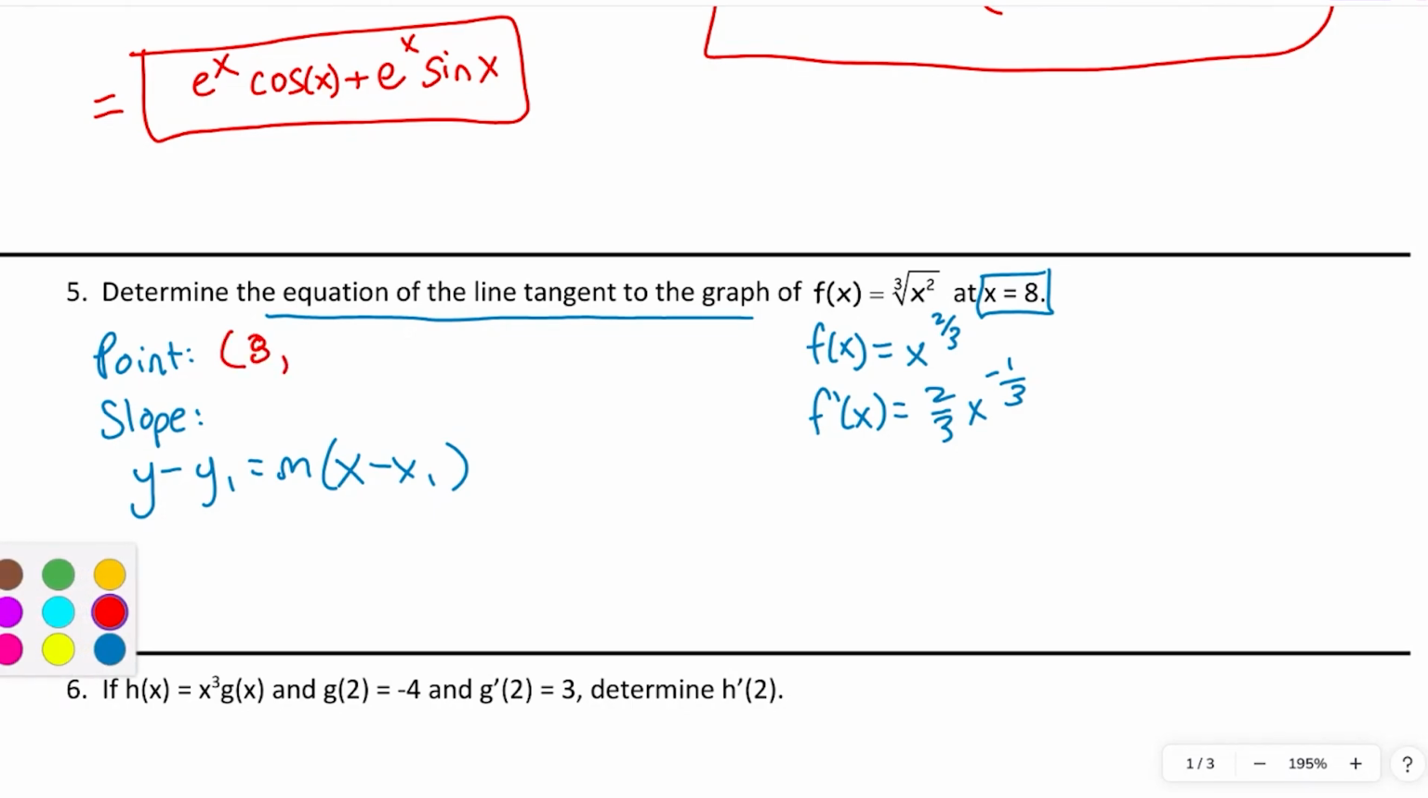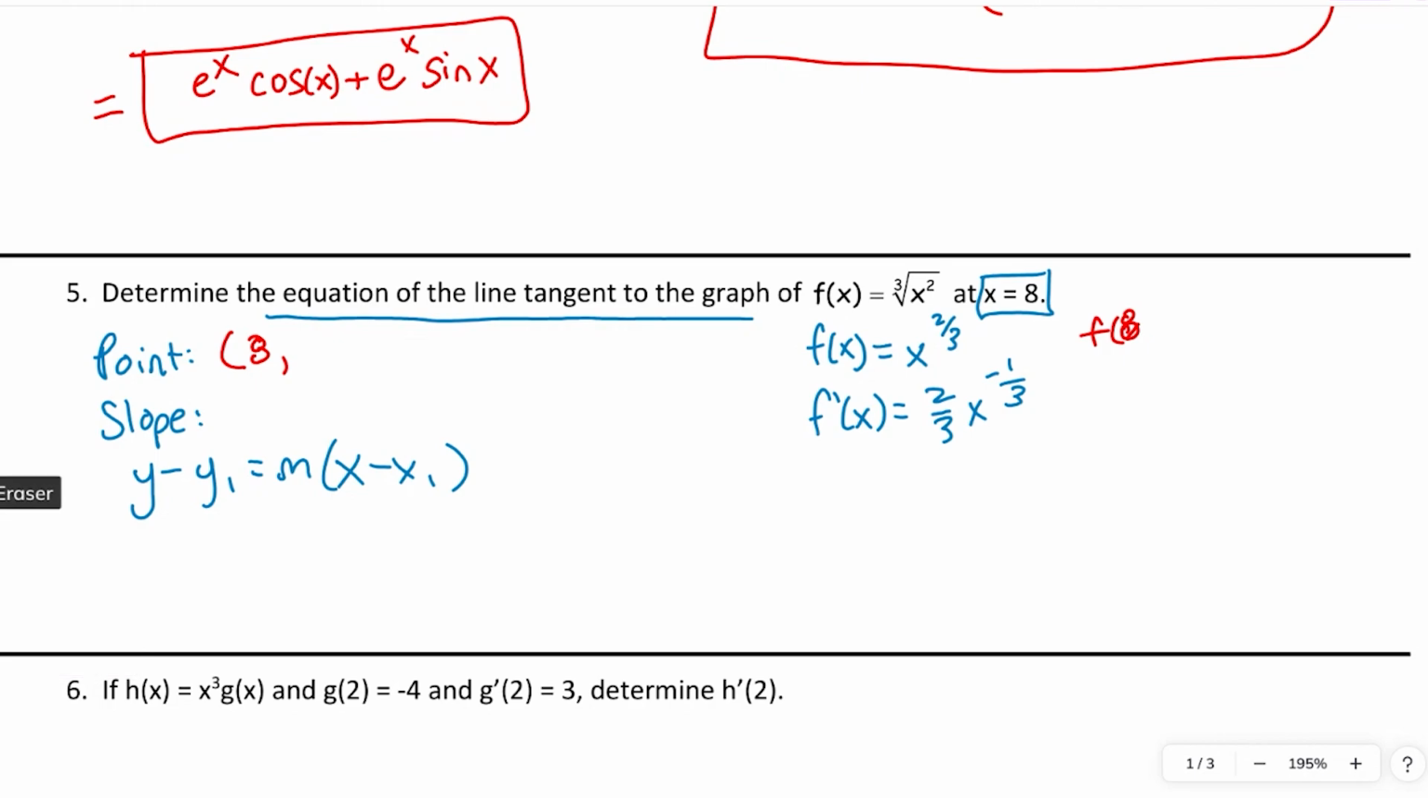So to find the y-coordinate, I need to plug that into the original function. So f of 8 is equal to the cube root of 8 squared.